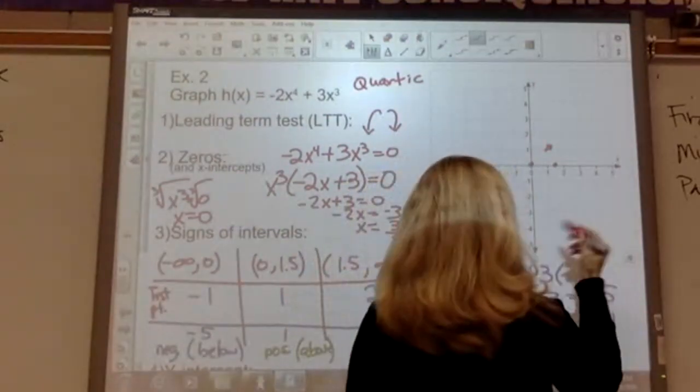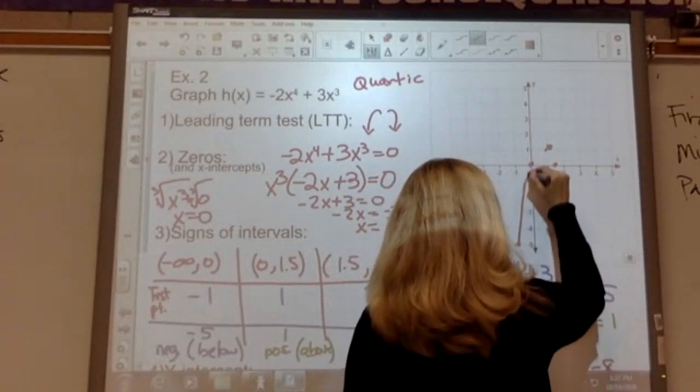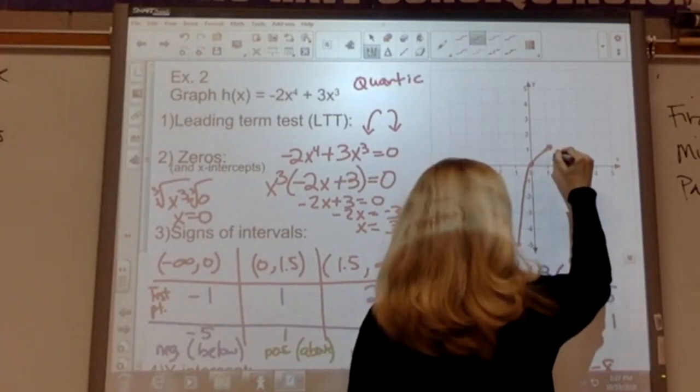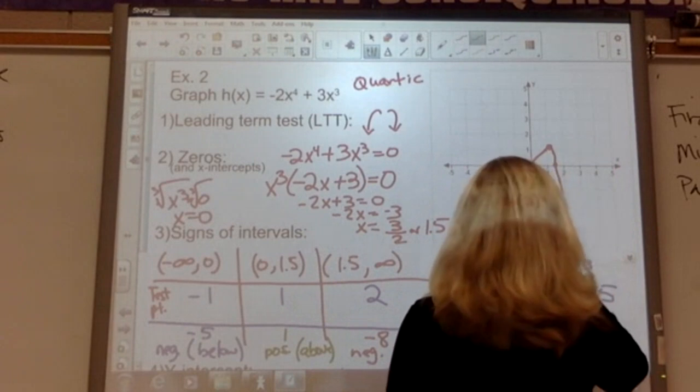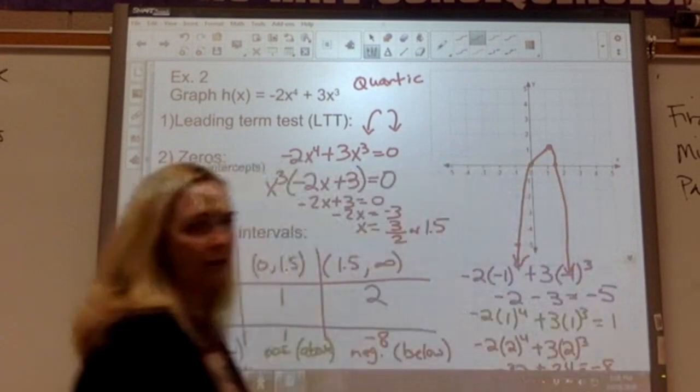So this graph, then I just sketch it. It's going to come up here like this, and then it's going to come back down like this. And so there's the graph.